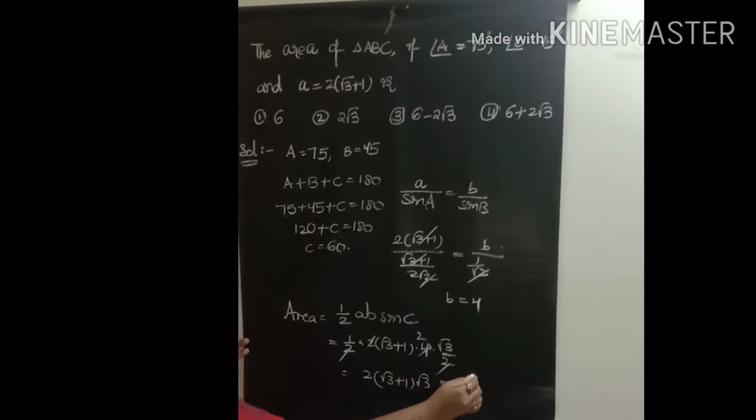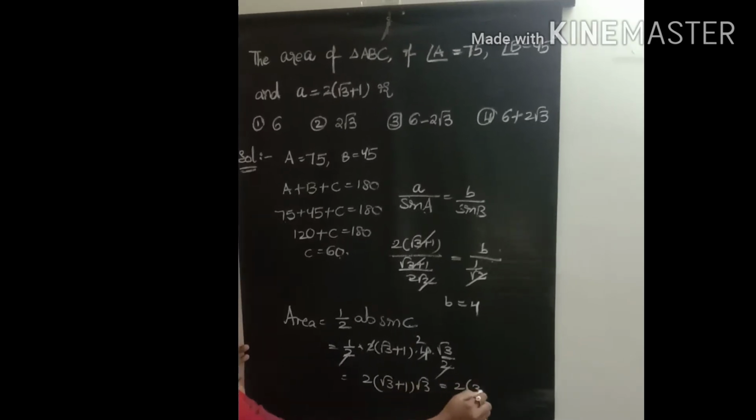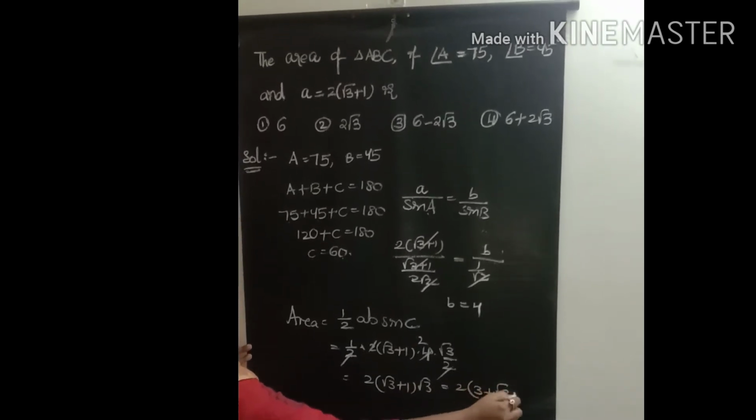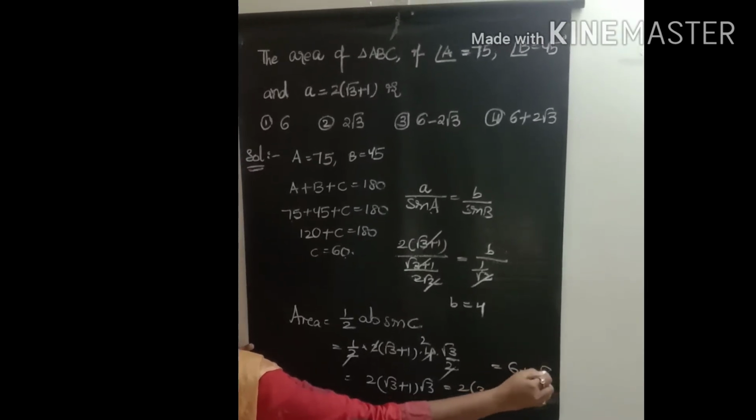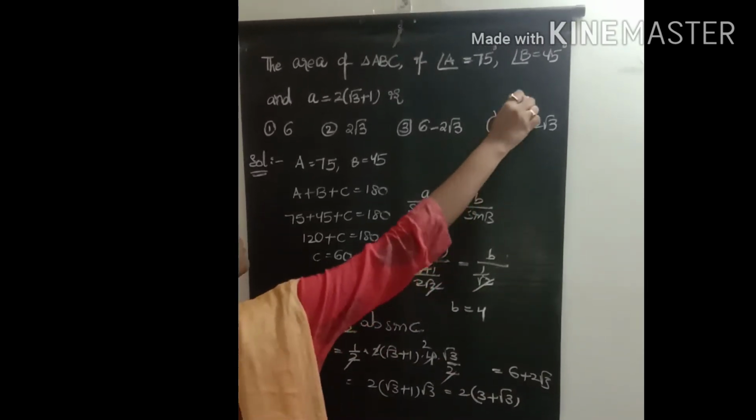That is 2 into root 3 into root 3, which is 3, plus root 3, and multiplying by 2 here, that is 6 plus 2 root 3. So 6 plus 2 root 3, which is the last option.